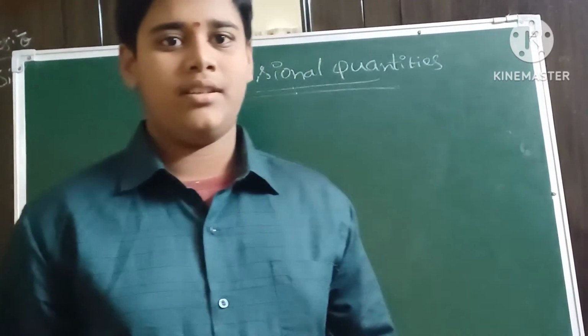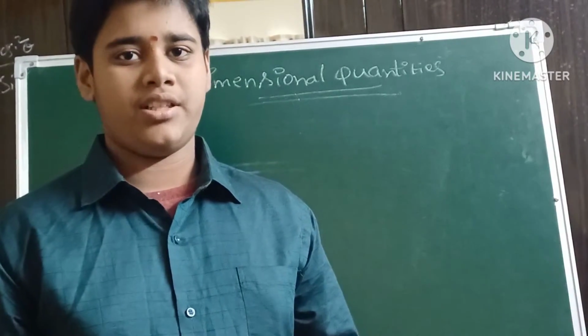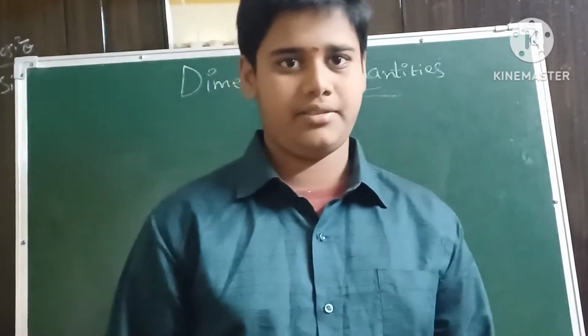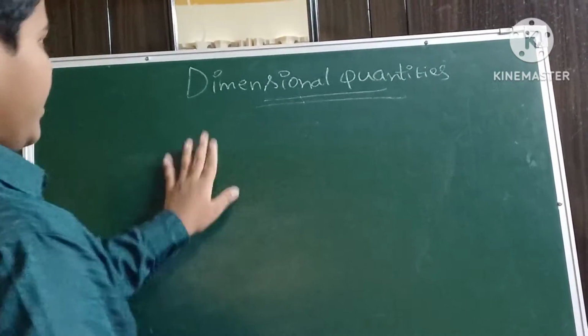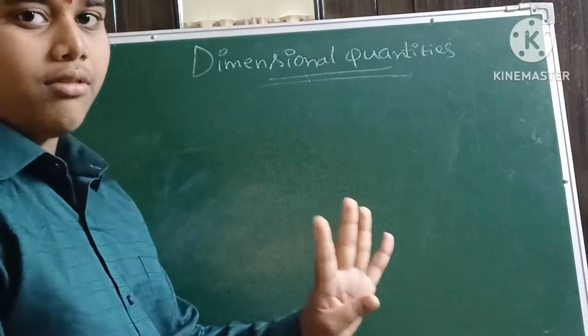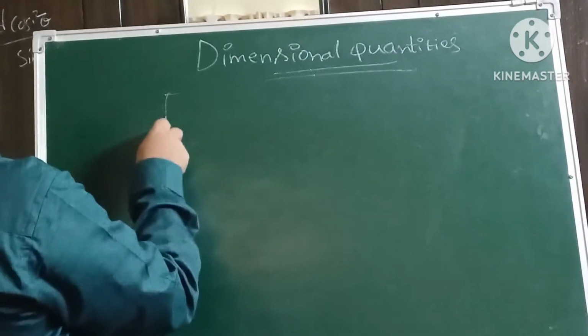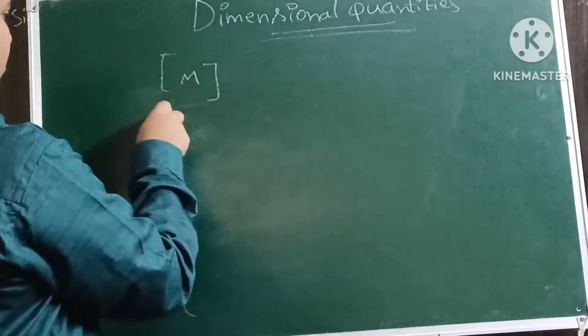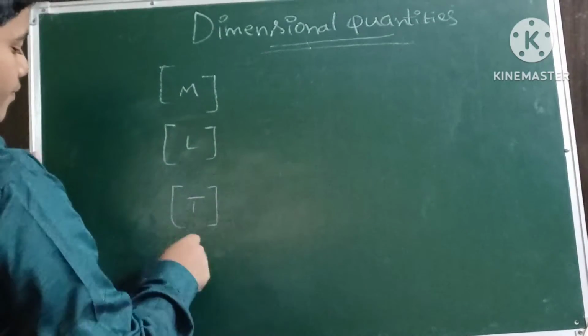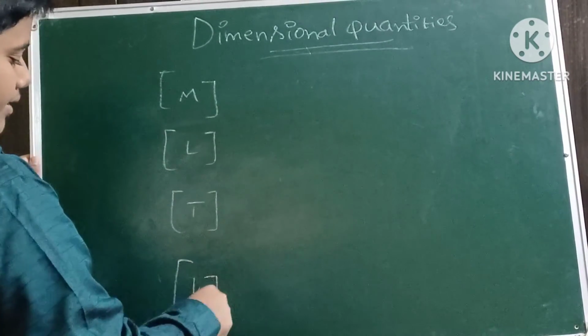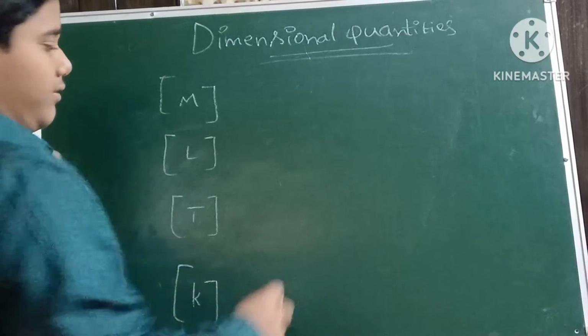I am Bala. Yesterday we completed traditional units and dimensional quantities. So I will explain dimensional quantities again. In dimensional quantities there are four quantities: M mass, L length, T time, K temperature. K is nothing but Kelvin.